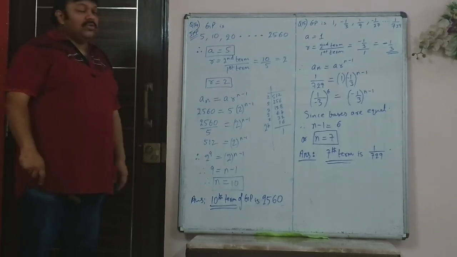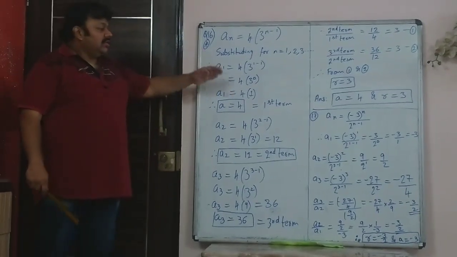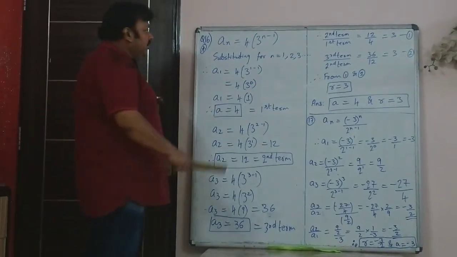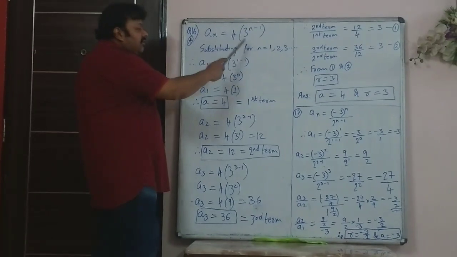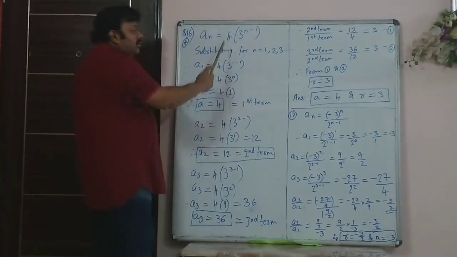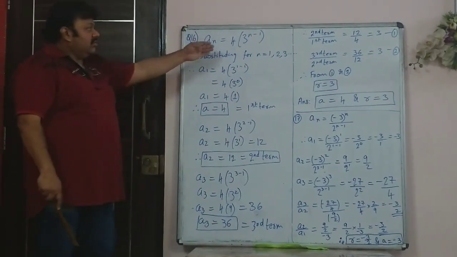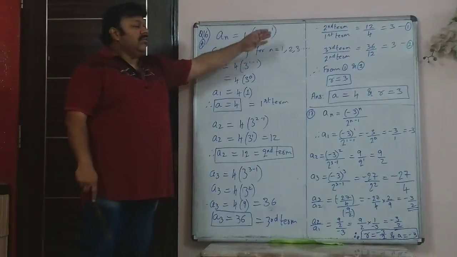Copy it down in your notebooks. The 16th and 17th sums are quite similar. In both these sums you are given a general formula. En is equal to 4 into 3 raised to n minus 1.